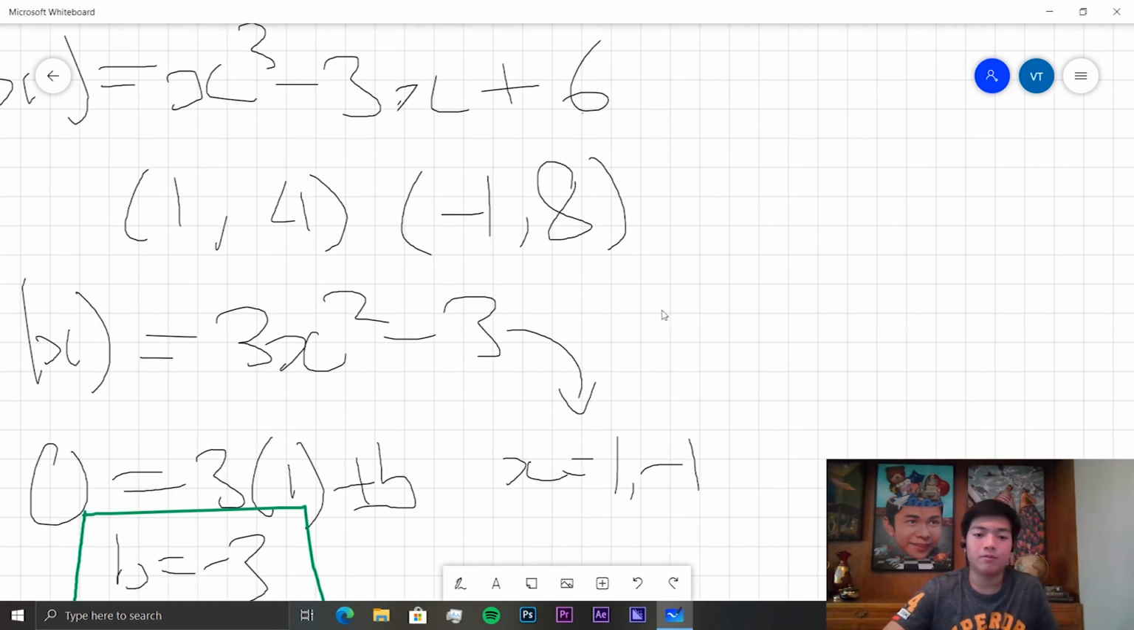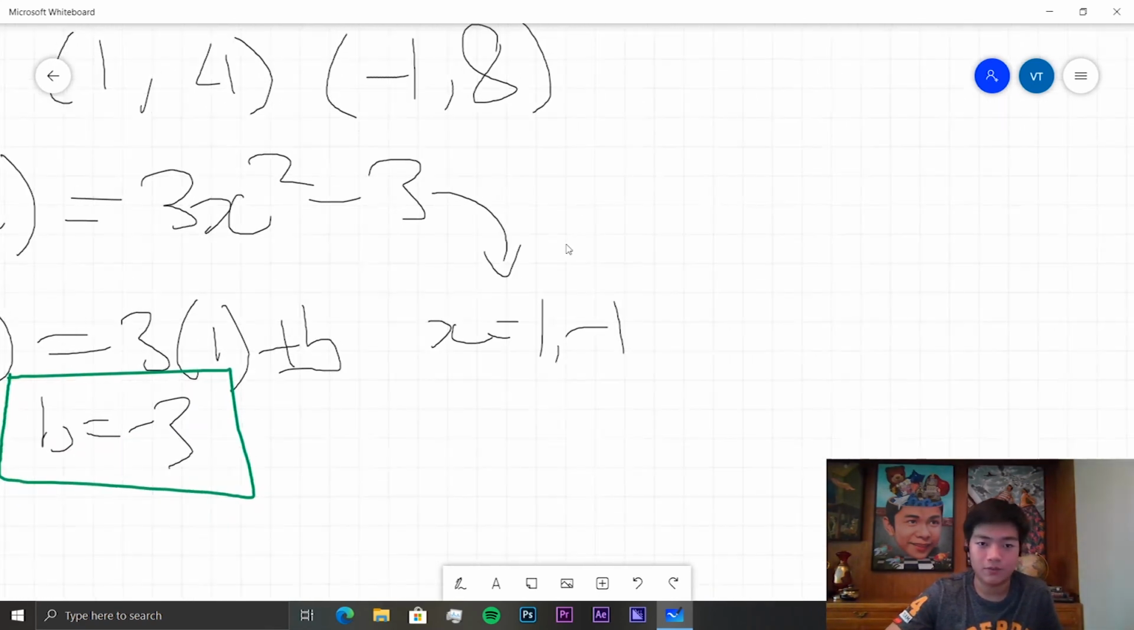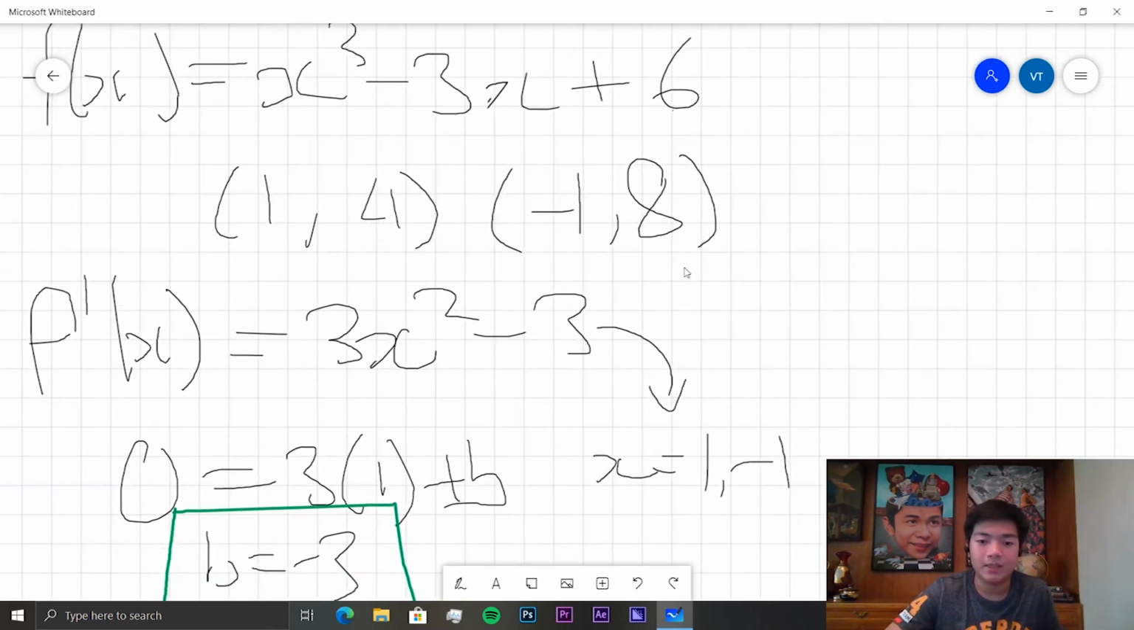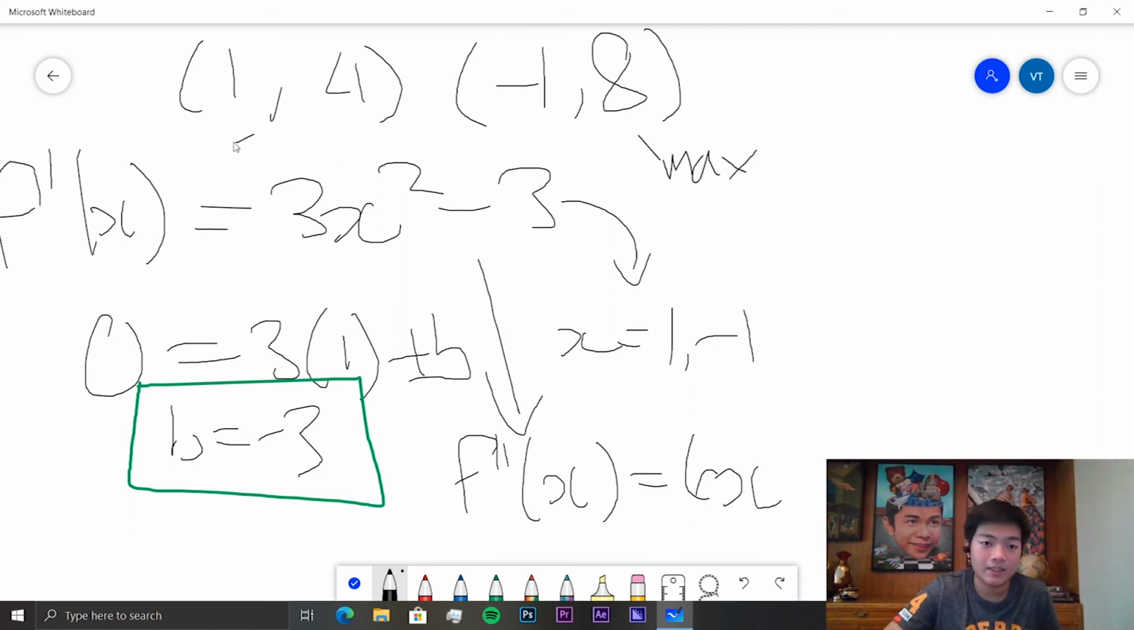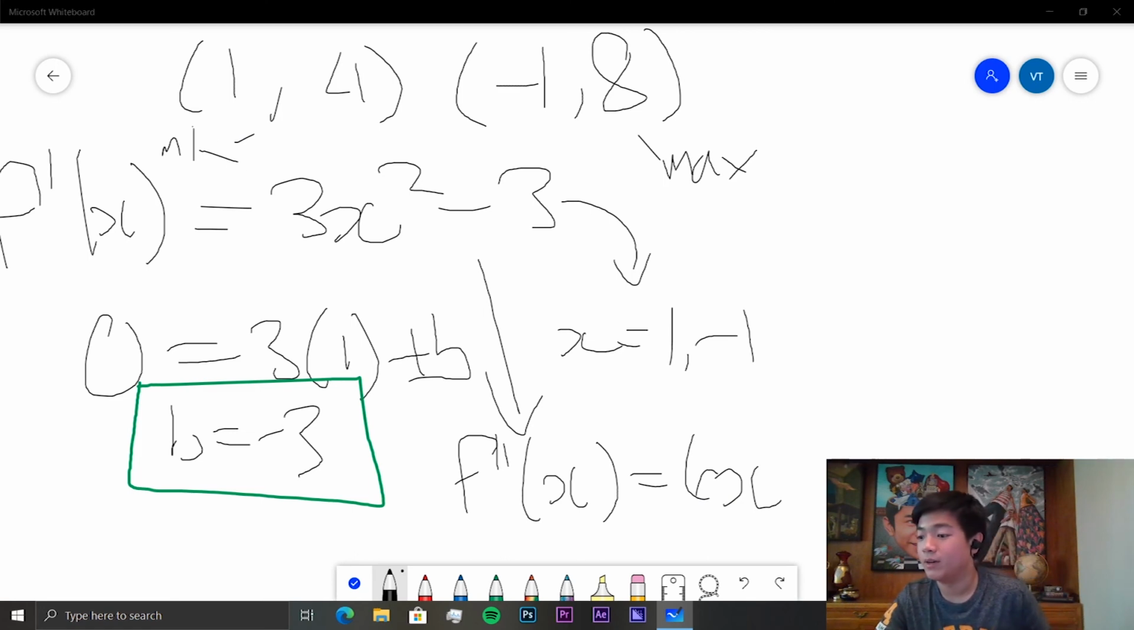And so now, let's just find the nature of these turning points for fun. Except that they should be the exact same as the last scenario. So f double prime is equal to 6x. So of course this is a maximum and this is a minimum, since 1 is a positive integer and negative 1 is a negative integer.